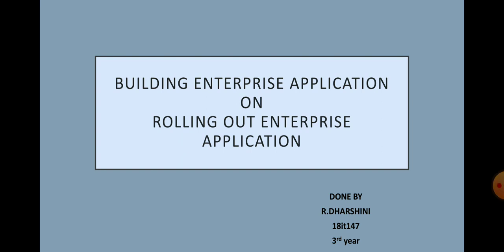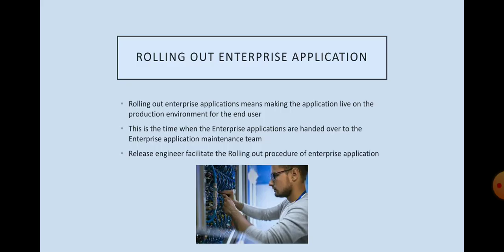The topic that has been given to me is rolling out enterprise application. What is rolling out enterprise application? Rolling out enterprise application means making the application live on the production environment for the end user. This is the time when the enterprise application is handed over to the enterprise application maintenance team. The release engineer facilitates the rolling out procedure of the enterprise application.